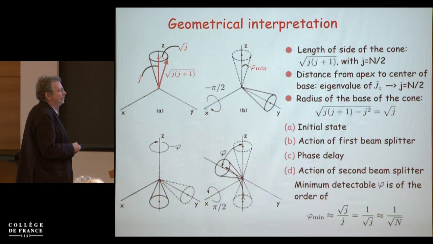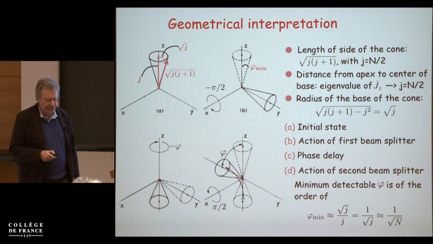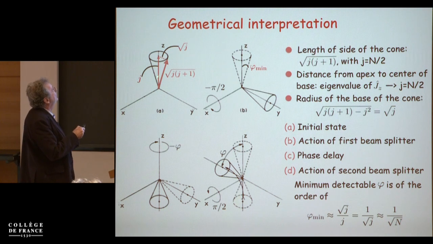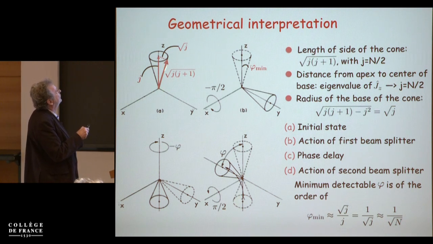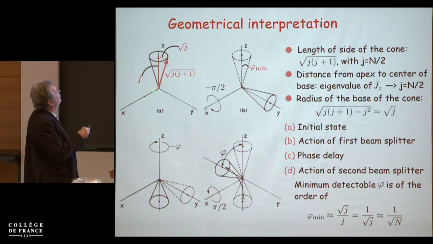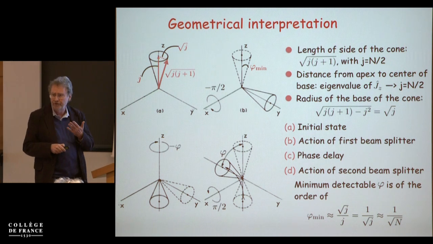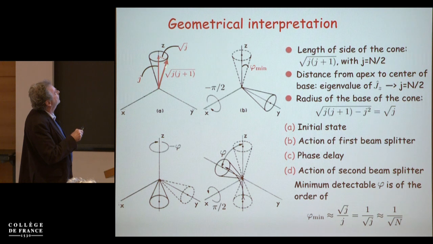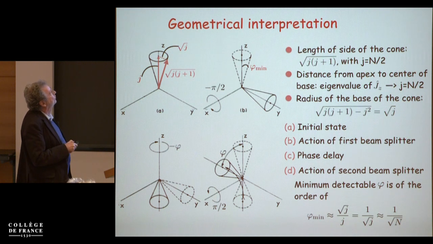Now, geometrical interpretation of this result. We see our initial state is a maximum angular momentum state, which is state j, j. So we can represent it by a cone. The length of this vector here is square root of j times j plus 1. Remember that j is equal to n over 2. The projection on the z-axis is just the value of Jz, which is equal to j. And from these two expressions, from this triangle here, we can calculate the radius of the base of this cone. It's just the square root of the square of this length minus the square of this length. So you have it here. So this radius is equal to square root of j.